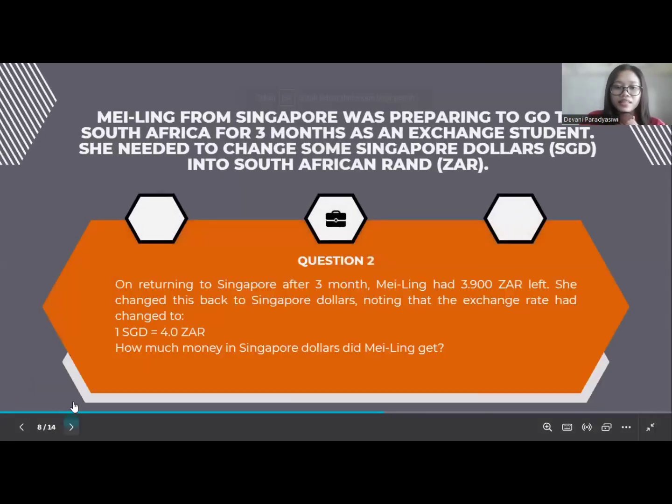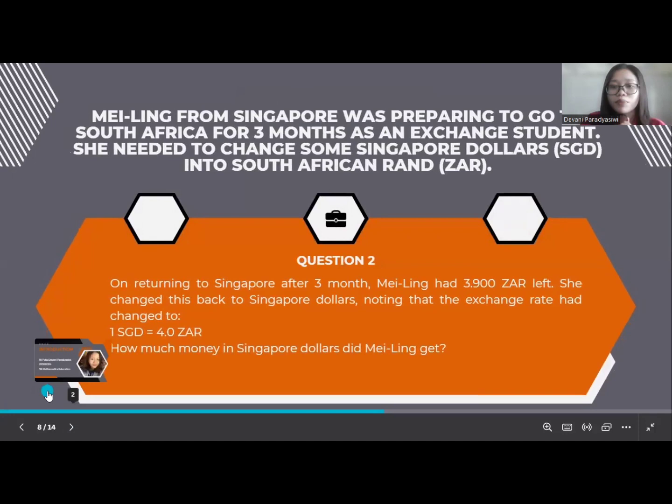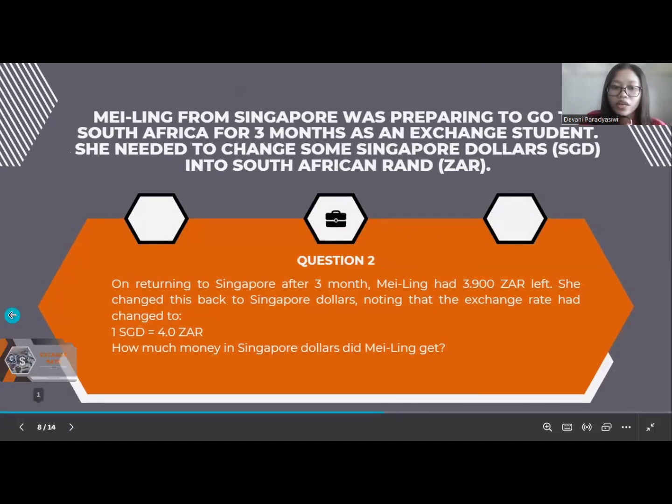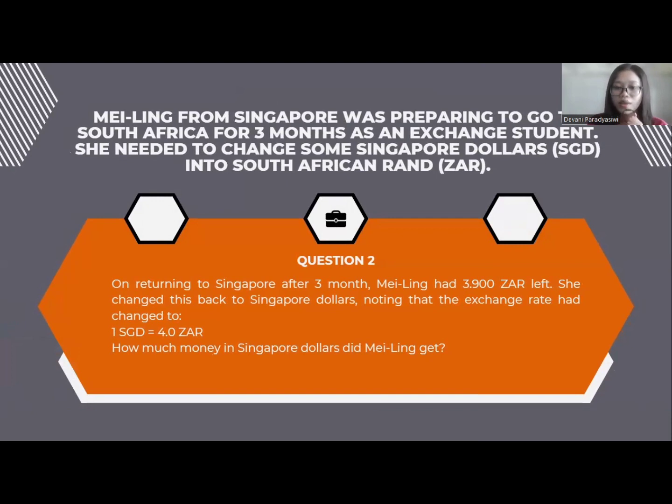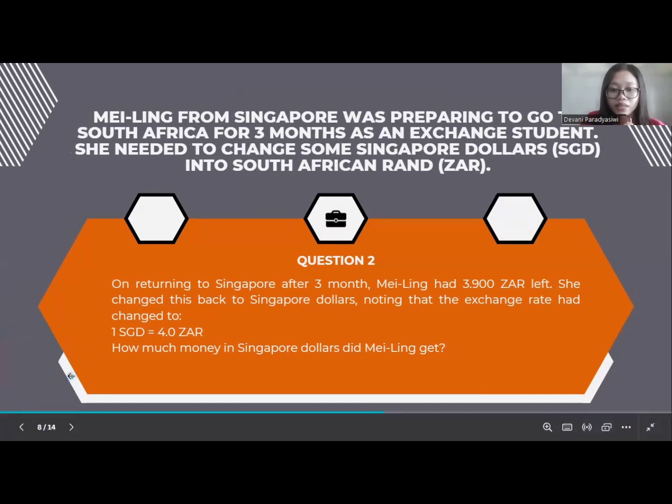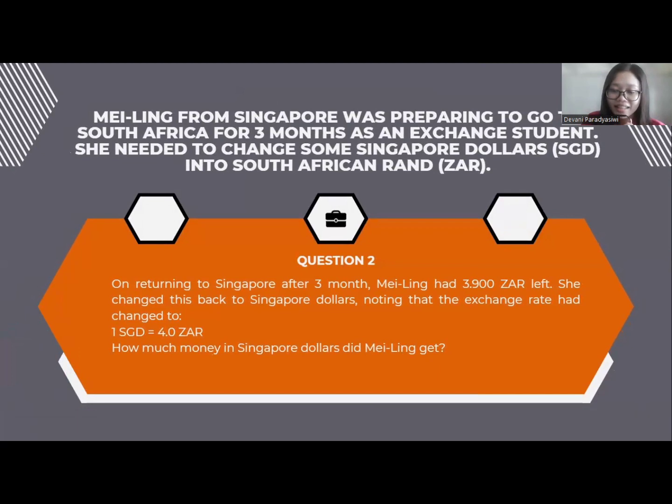Next, this is question 2 about the situation of Mei-Ling. Question 2: when returning to Singapore after 3 months, Mei-Ling had 3,900 ZAR left. So she changed this back to Singapore dollars, and noticed that the exchange rate had changed to 1 SGD equal to 4 ZAR. The question is, how much money in Singapore dollars did Mei-Ling get?